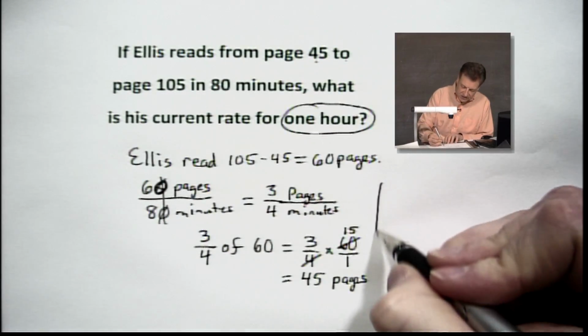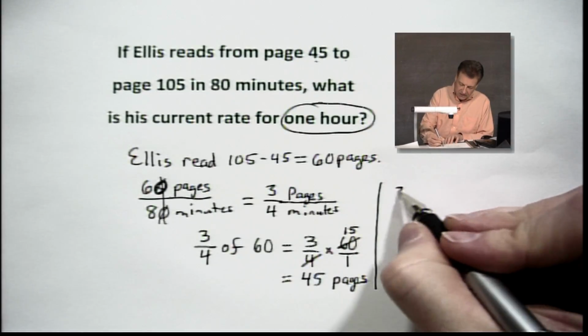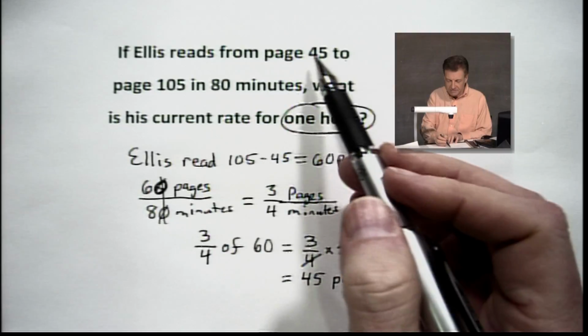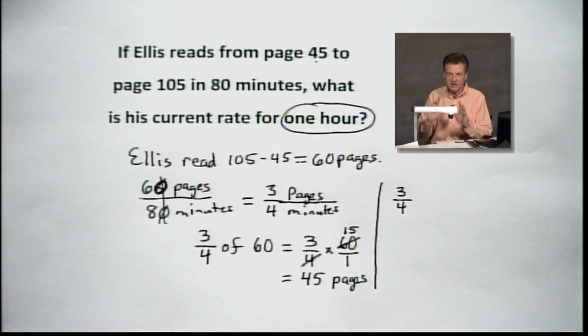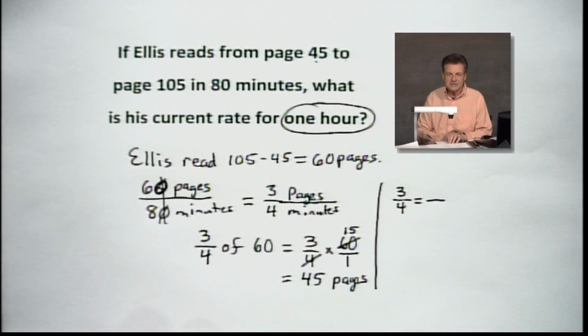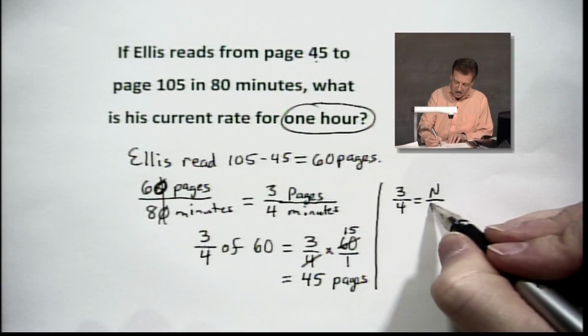Now, I said it looks like there are other ways we could do this. I'm going to go back to the 3/4. And I'm going to do something a little interesting with it, I hope. 3/4 is the ratio we have coming from 60 over 80. We're going to keep that. That fraction's important. Let's make this thing proportional. This time we'll put our n over 60.